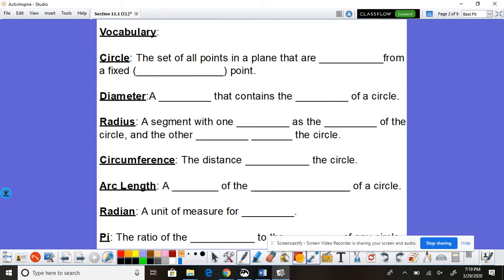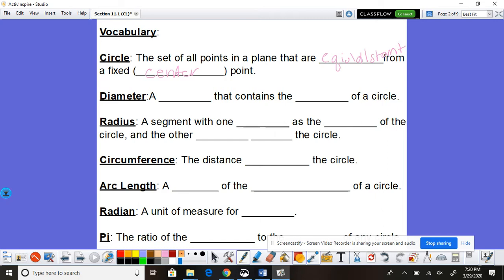All right. So a circle, we just finished our circle chapter. You should know what a circle is, but remember, it's the set of all points in a plane that are equidistant from a fixed point, and that fixed point is the center. So every point around it is equidistant. All radii are the same distance from the center.